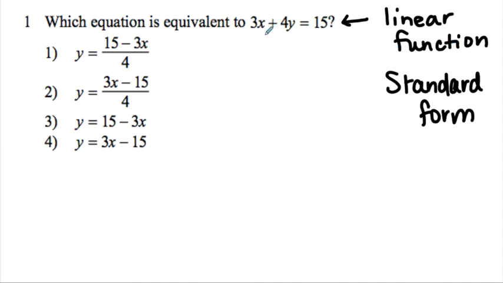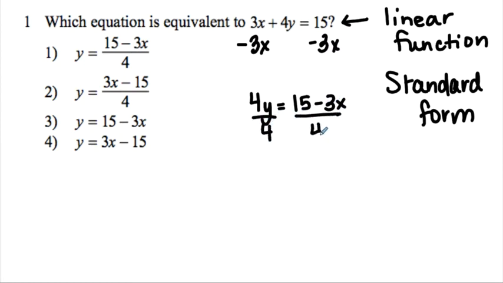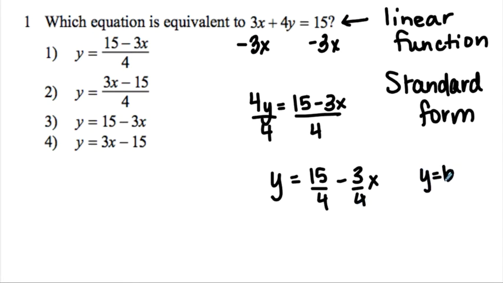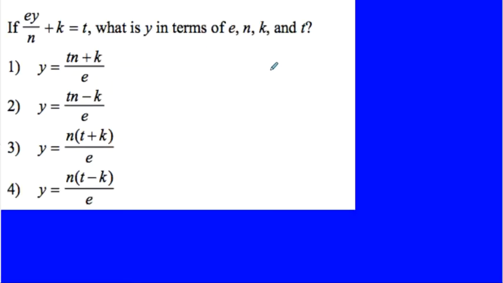So what would you do? Well, first, to isolate the y, subtract 3x to the other side. So 4y equals 15 minus 3x, and then you divide by 4. And you get y equals 15 over 4 minus 3 over 4x. So you can see that's actually in y equals mx plus b, or y equals b plus mx. So we moved it around. We didn't solve the equation. We solved the equation in terms of another variable. All right. Can get a little trickier.